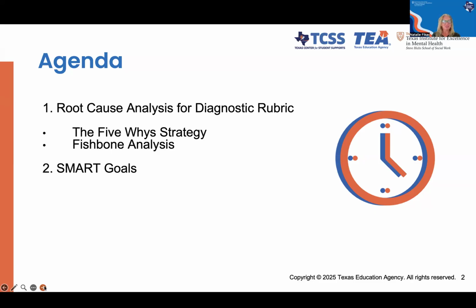The purpose of this training is to equip the Stronger Connections grantees with an additional training resource to refer to when creating or refining SMART goals for their campuses upon completing the SCG diagnostic rubric this fall of 2025.